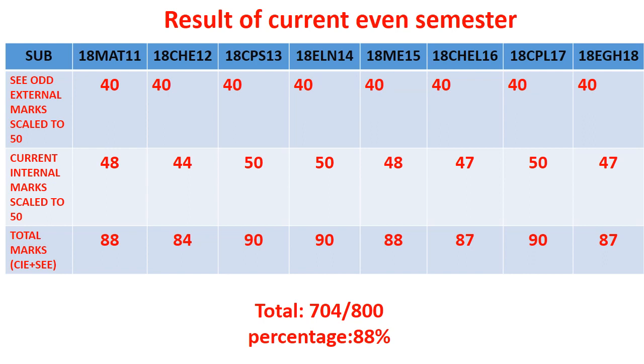So this is the total marks, including CIE plus semester end examination, of the previous odd semester. If you add all this, you will get 704 out of 800, so the percentage is 88.